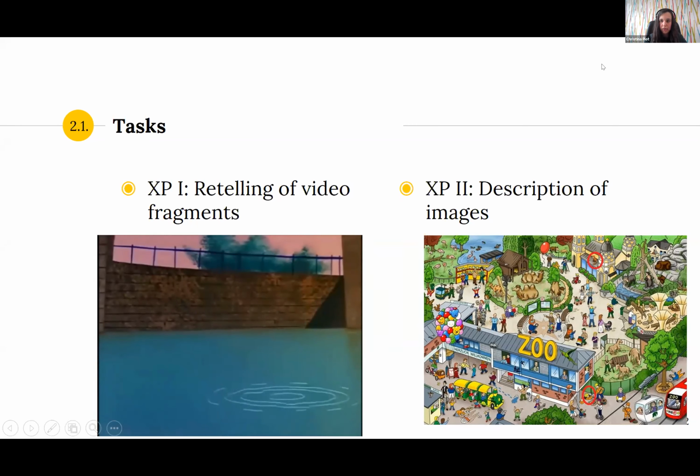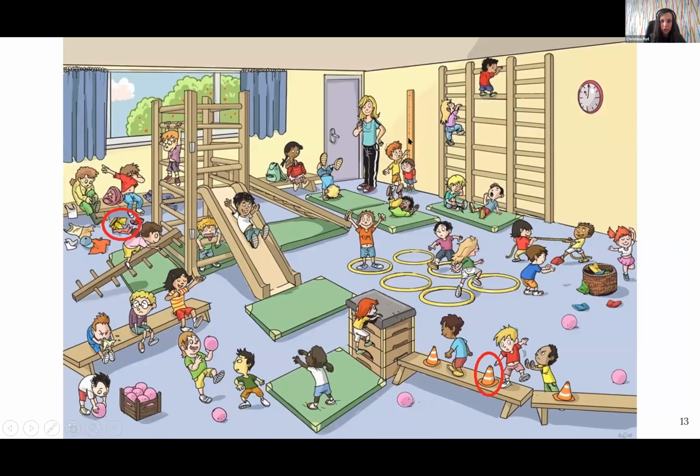And then the second part was a description of pictures. So here, there were two participants. One of them had to memorize the spatial environment of an object for 30 seconds. And then he or she had to describe this spatial environment to their partner so that the partner could find the encircled object again. So this is the kind of images that I used.